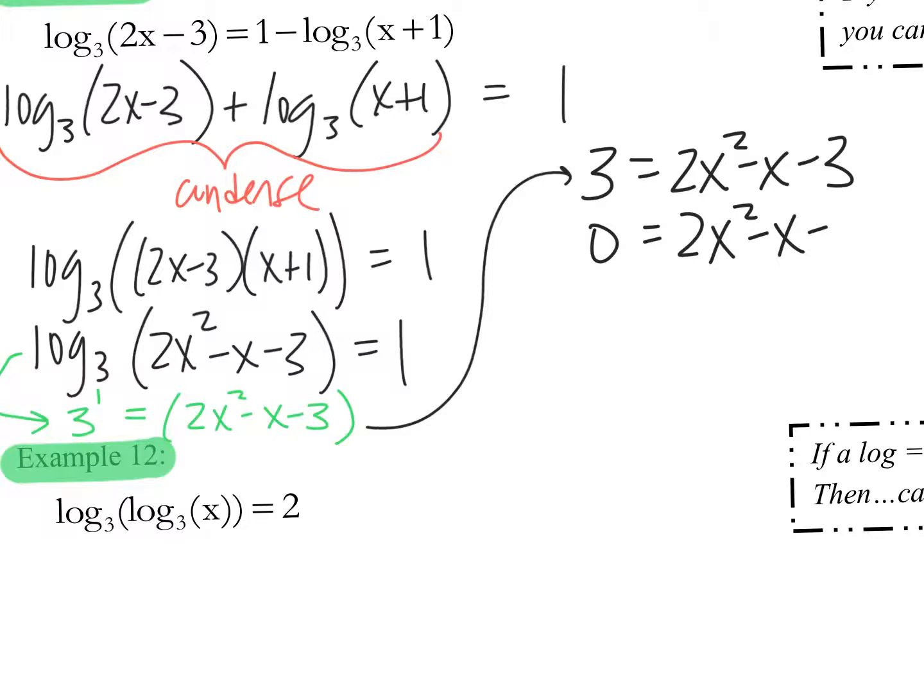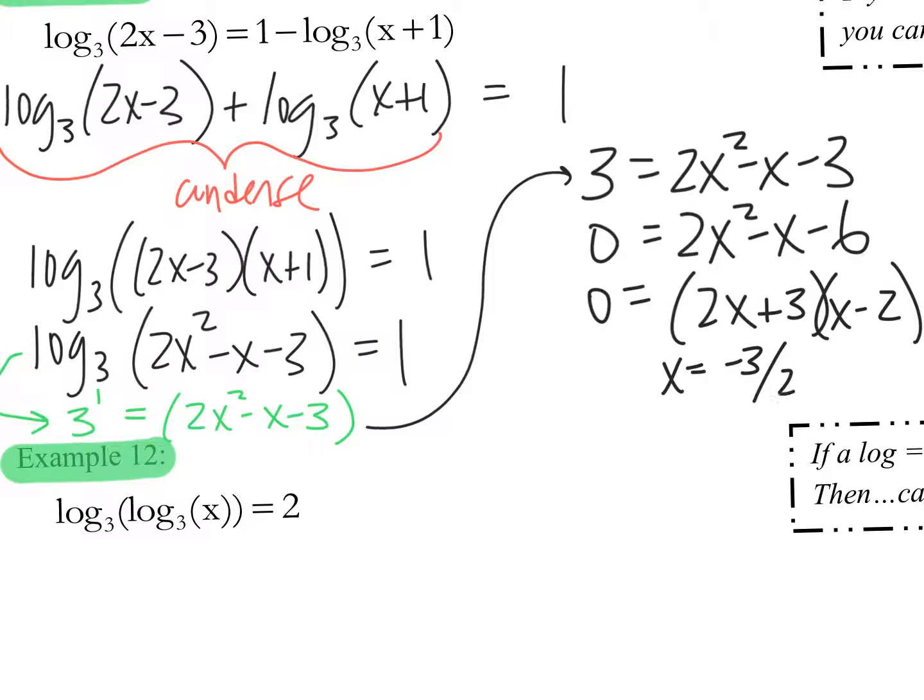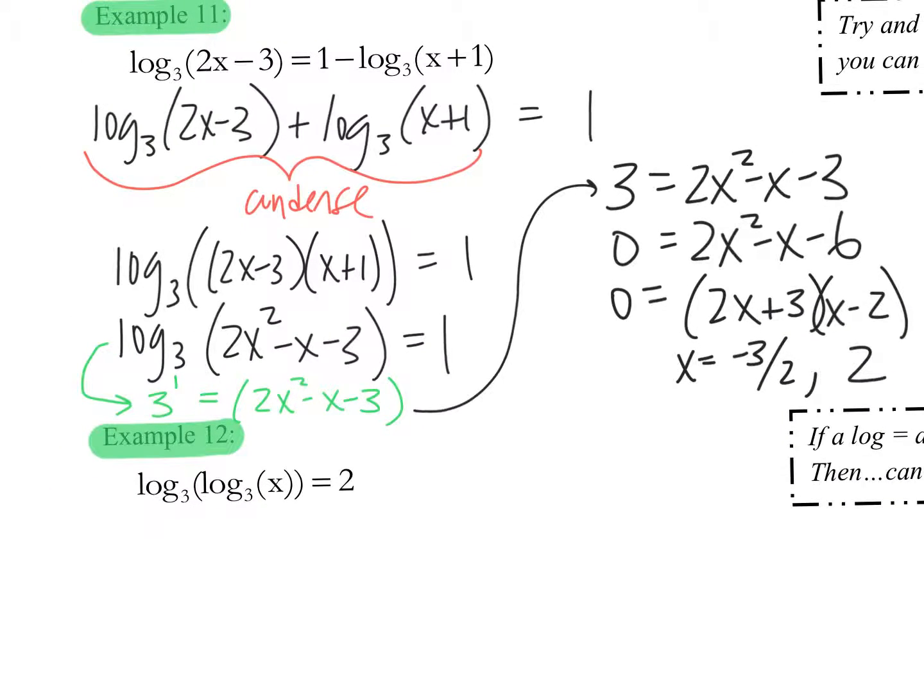2x squared minus x minus 6 factors into 2x and x. This would be a minus 2 and a plus 3. So I have two different answers for x. Negative 3 over 2 and 2. And again, we're going to need to check these answers.